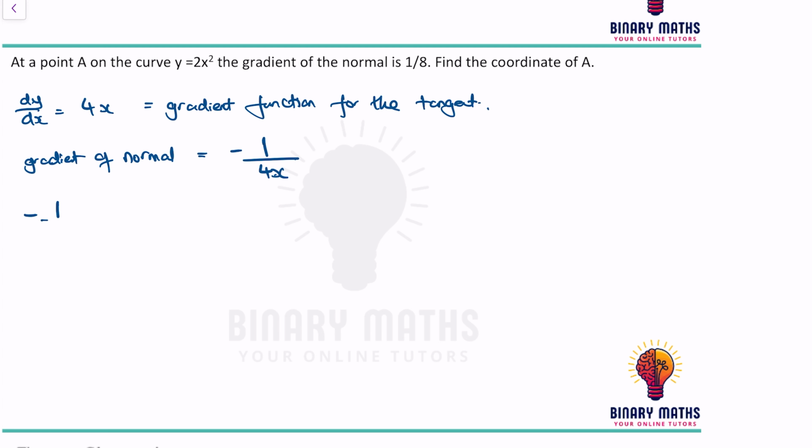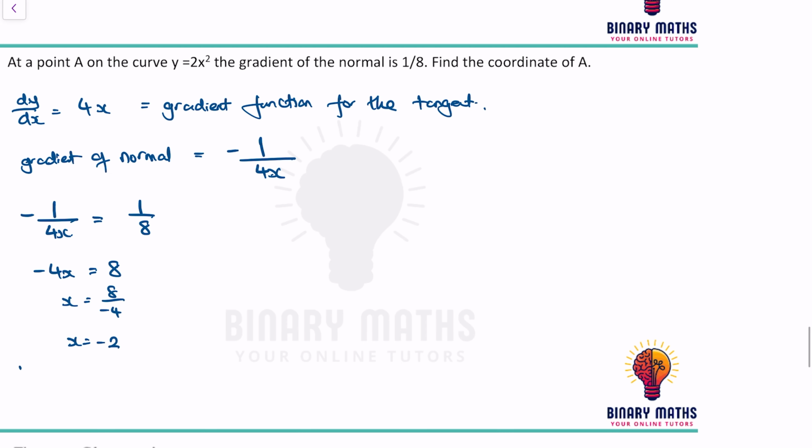So negative 1 over 4x must be equal to 1 over 8, which means negative 4x must be equal to 8, which means x must be equal to 8 divided by negative 4, which means x is equal to negative 2. When x equals negative 2, y is equal to 2 times negative 2 squared, which is equal to 8, which implies A is equal to negative 2, 8.